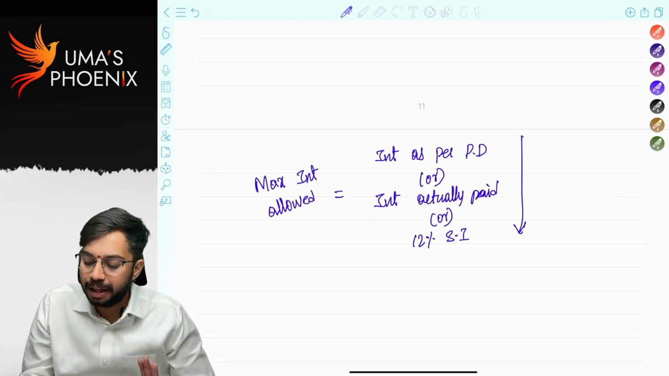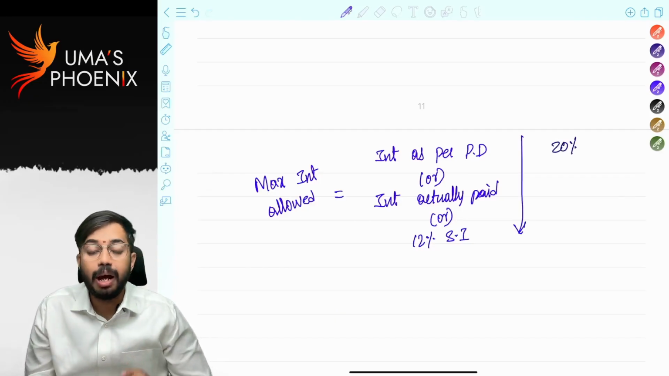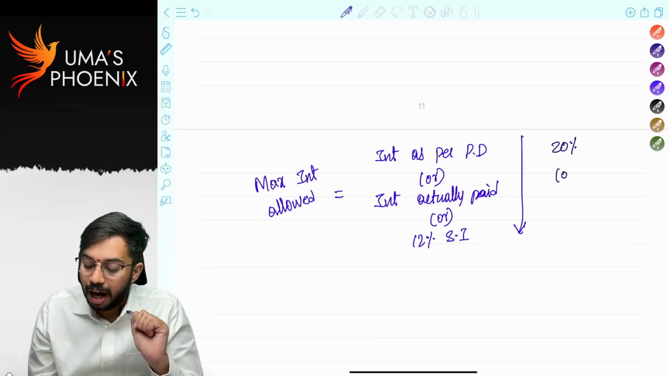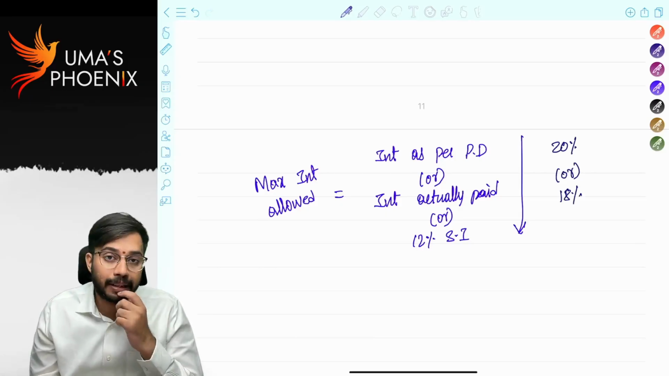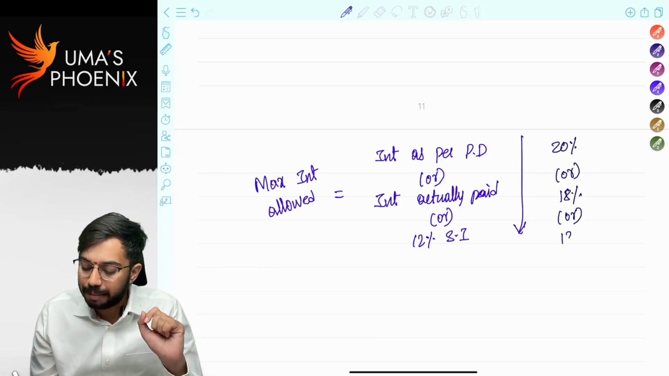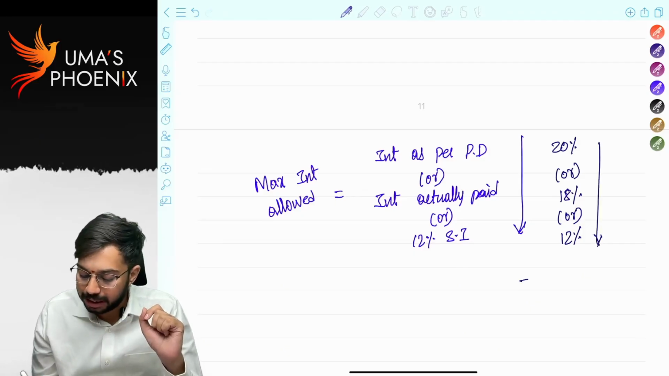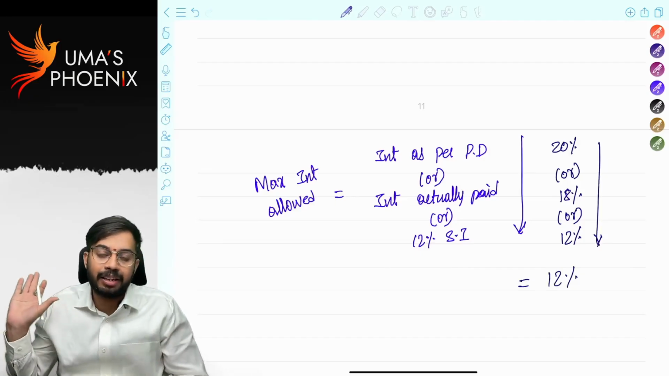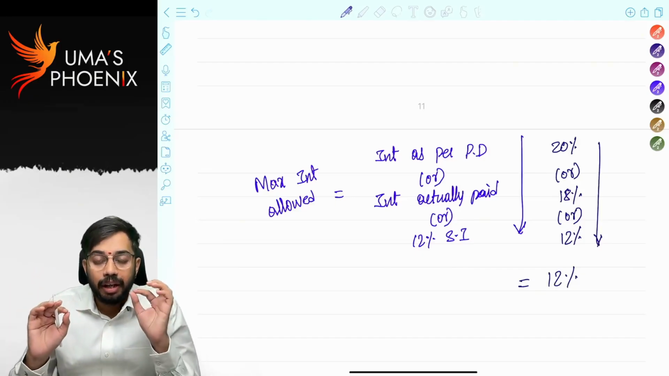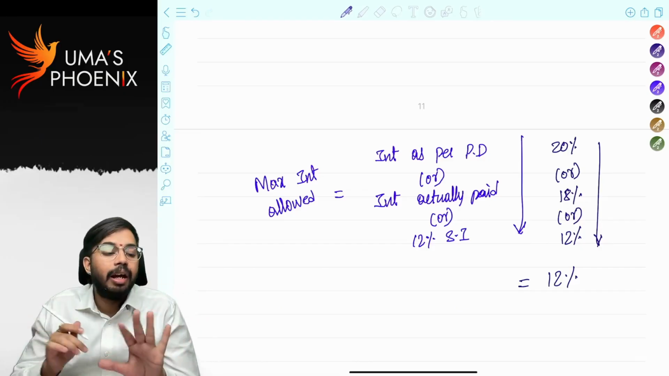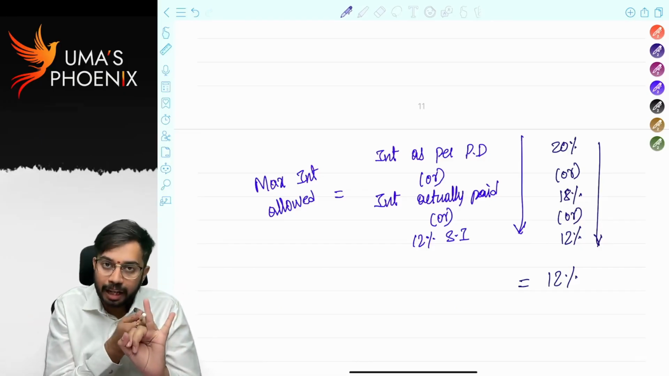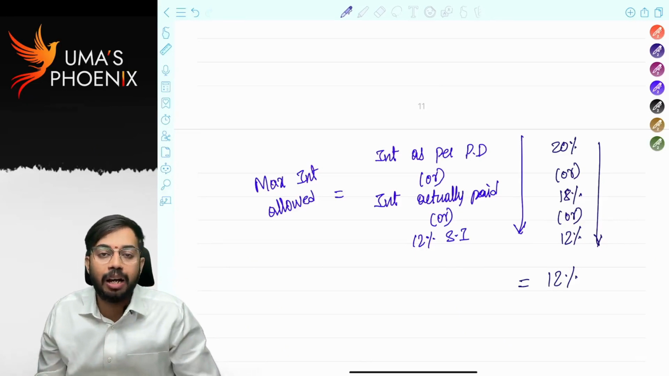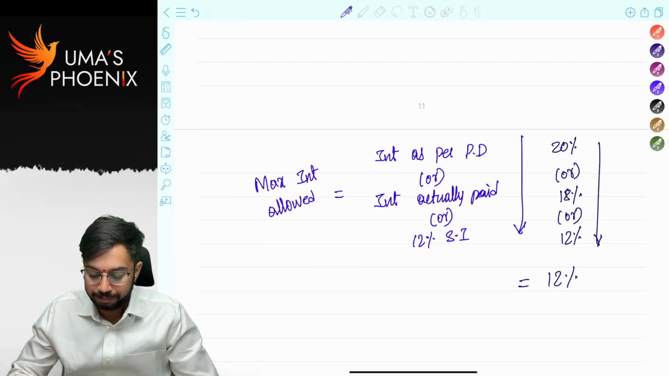Let's say the partnership deed authorized 20% interest. The deed said 20% interest should be paid to partners. Actual interest paid to partners is 18%. Maximum interest allowed as per the Income Tax Act is 12%. Whichever is lower means the maximum interest allowed as expenditure is 12%. Is it clear? So, the maximum interest allowed is interest as per partnership deed or interest actually paid or 12%, whichever is lower. That is the maximum interest allowed as deduction under the provisions of the Income Tax Act.